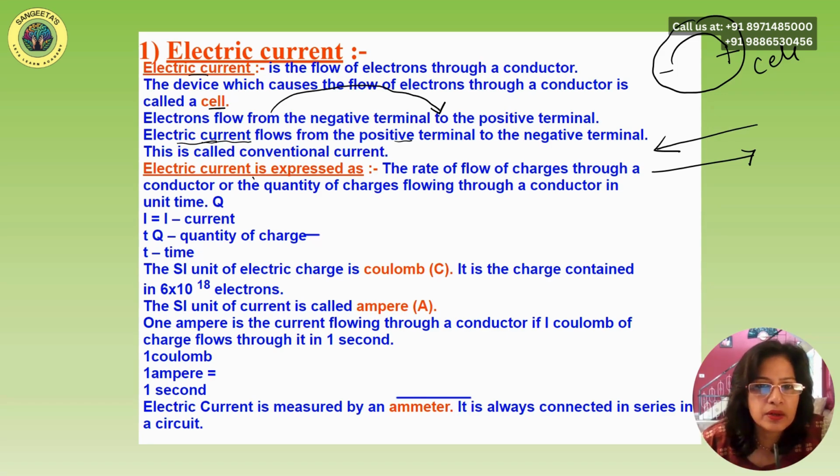What is current? It is the rate of flow of charge through a conductor, where I is current, charge is Q, time is T. The SI unit of electric charge is coulomb, the SI unit of current is ampere, and it is 1 coulomb by 1 second.